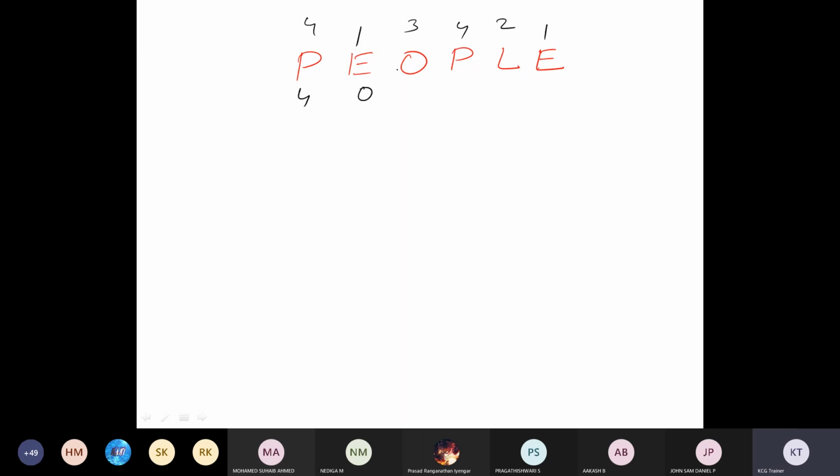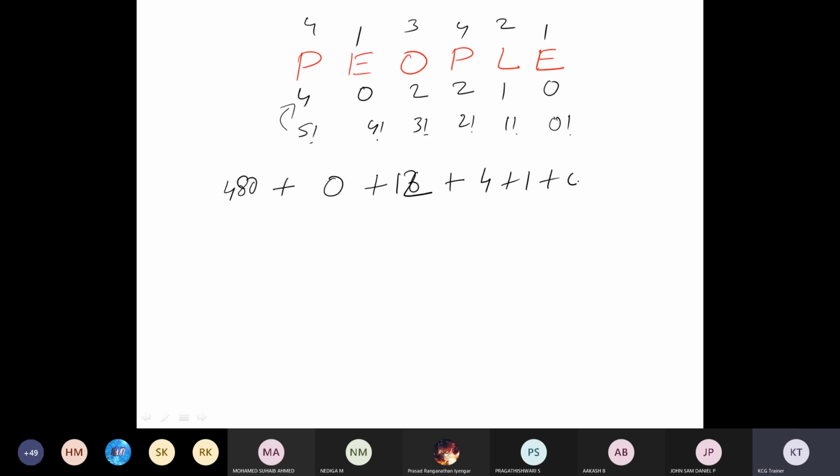Less than 1, 0. Less than 3, we have 2 and 1. Less than 4, we have 2 and 1. Less than 2, we have 1. Less than 1, 0. Now 0 factorial, 1 factorial, 2 factorial, 3 factorial, 4 factorial and 5 factorial. Now multiply 5 factorial, 120, into 4, 480, plus 0, 6, 12, 4, 1, 0 and add plus 1.